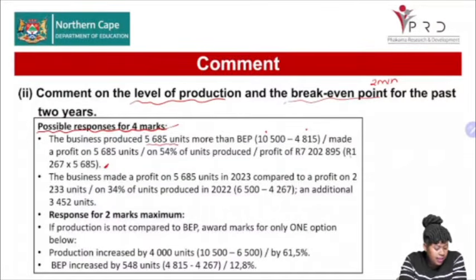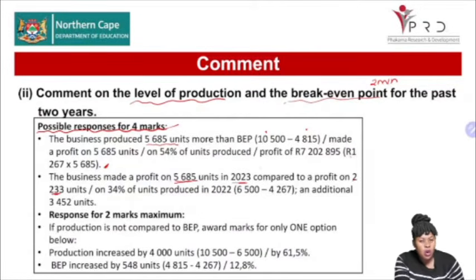Okay, then we move on to the next one. The business made a profit on 5,685 units in 2023 compared to the profit of 2,233. Where am I getting these amounts? I'm comparing the profit of 2022 and 2023.